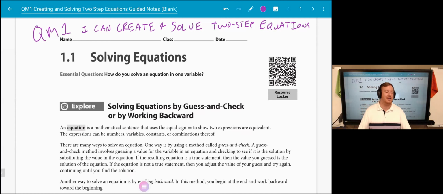Hey, Algebra 1, it is QM1 time. QM1, I can create and solve two-step equations. Yeah, let's go ahead and do this thing. Solving equations, solving two-step equations, one of the most important skills that you can possibly have.